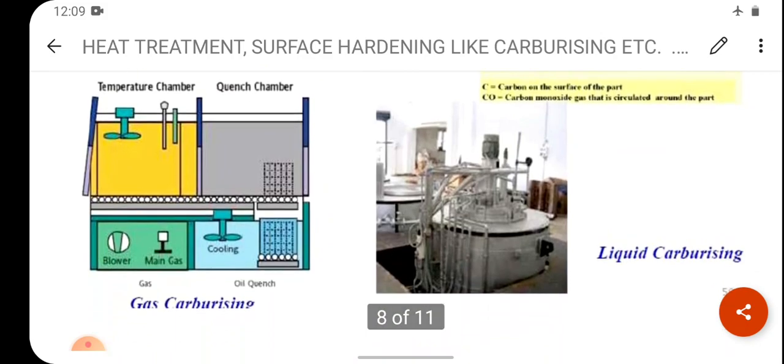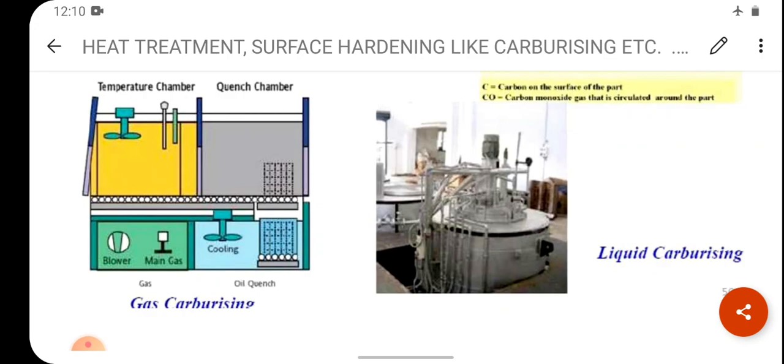See here next, gas carburizing. Clear? Here there are 4 chambers. The first one is the blower and main gas supply, another chamber is the temperature chamber, another is the quench chamber, and the fourth chamber is the cooling chamber. So there are 4 chambers, gas is supplied to the object, and this is known as the gas carburizing method.